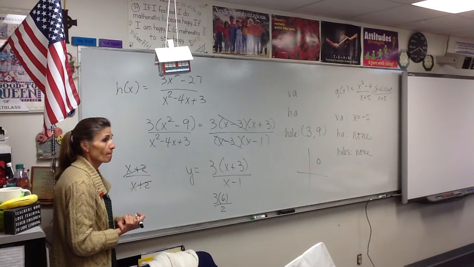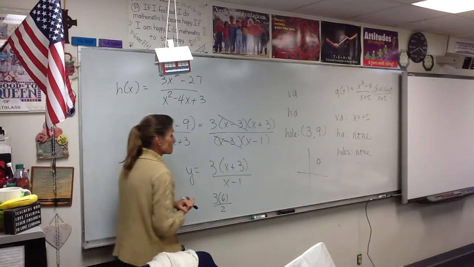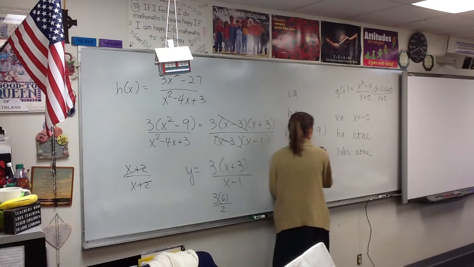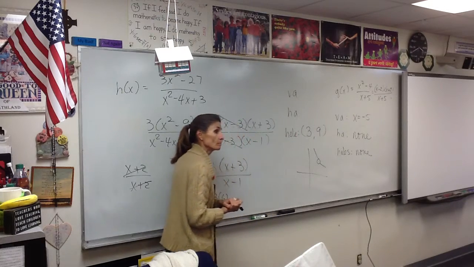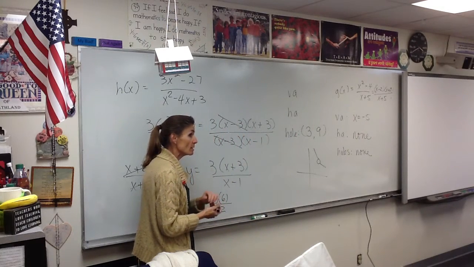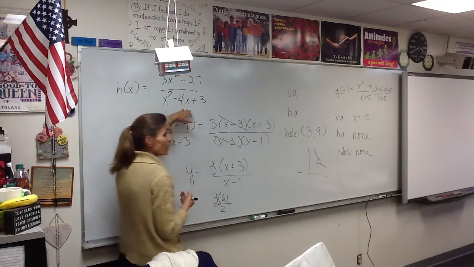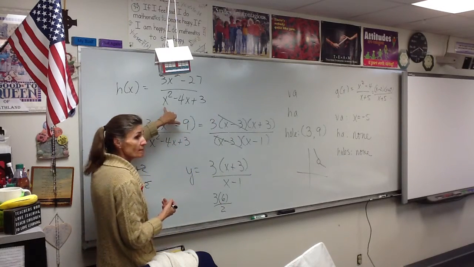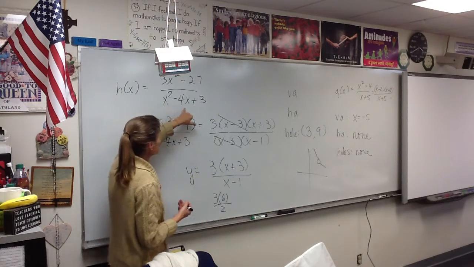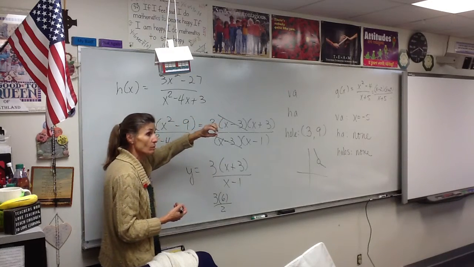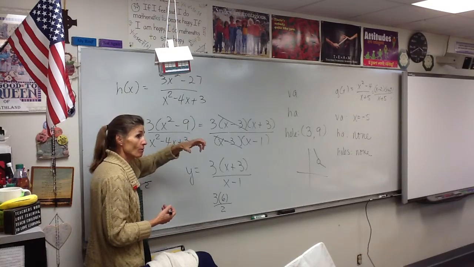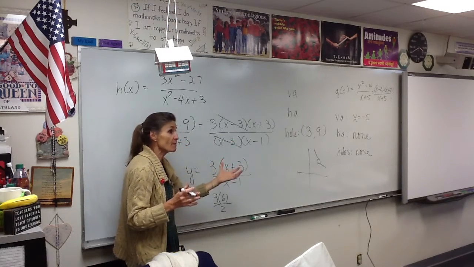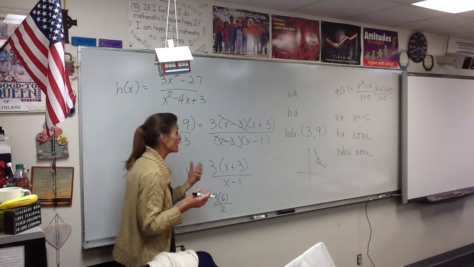By hole, does that mean it just doesn't exist? It just means that when you draw whatever picture you draw, it's going to skip over that point. Why is it skipping over that point? Because in the original problem, if you put 3 in, you have 9 minus 12 plus 3, that's 0. You can't have a 0 in the denominator. So that means it's an undefined value. That means you can't use that point.